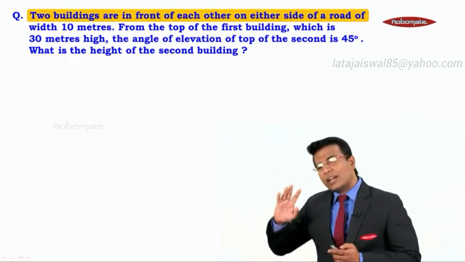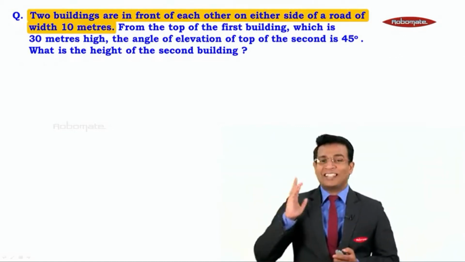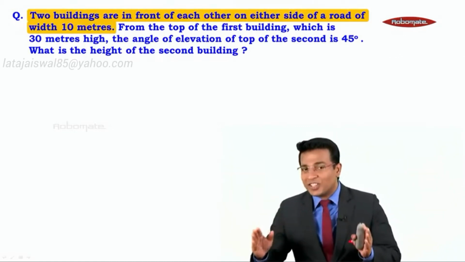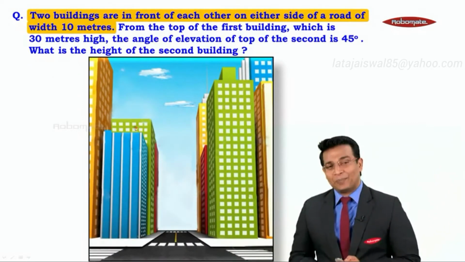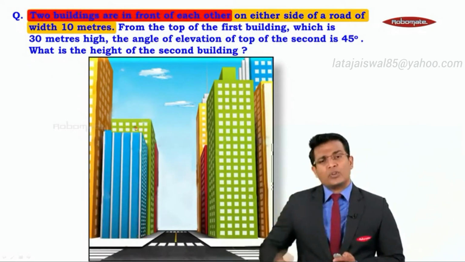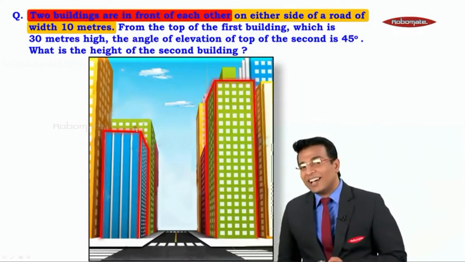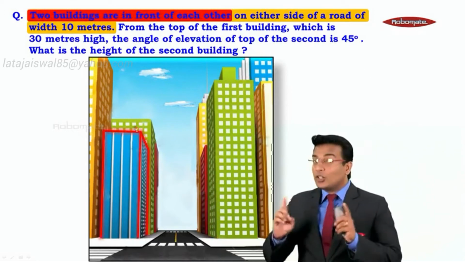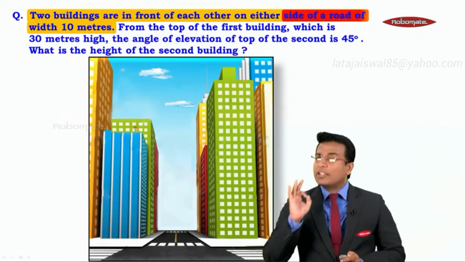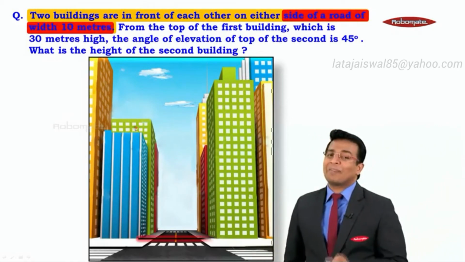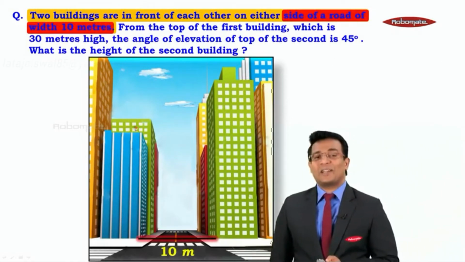From the very first statement, you understand there are two buildings and they are in front of each other on either side of a road. So that means it is something like this, right? Now there are two buildings which you are going to consider. One is this, the other building is going to be this. So these are the two buildings on either side of a road. And the width of the road is given as 10 meters. That is what we have in the figure if you see there.